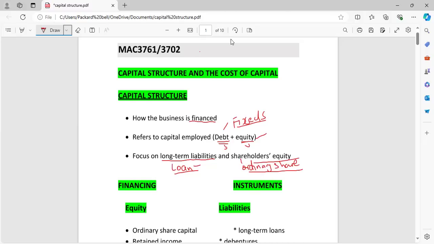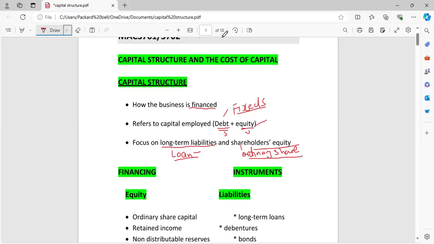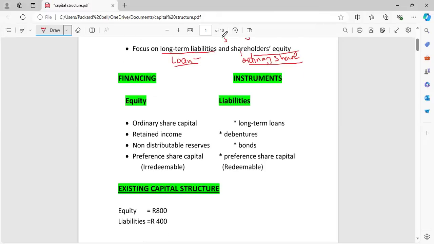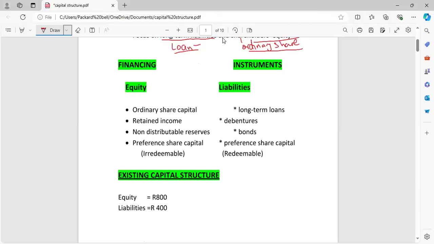Right, so let's quickly look at the theory before we go to the question. Right, so when we are financing, we can have equity. Equity, we can have ordinary shares. So in your question, always look for ordinary shares, retained income. All these forms are part of equity.